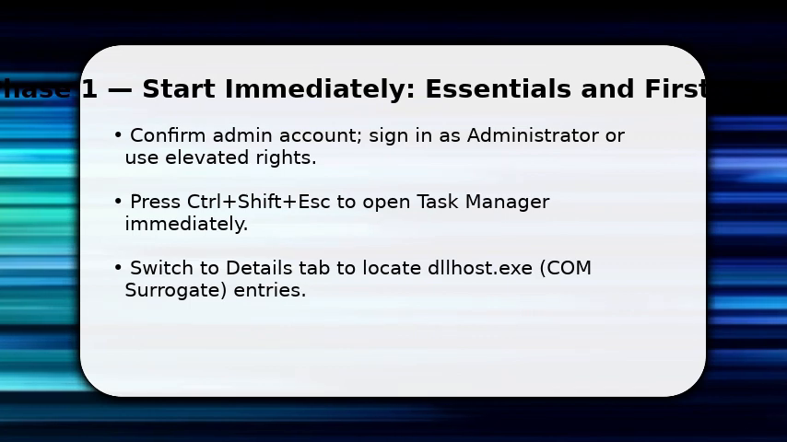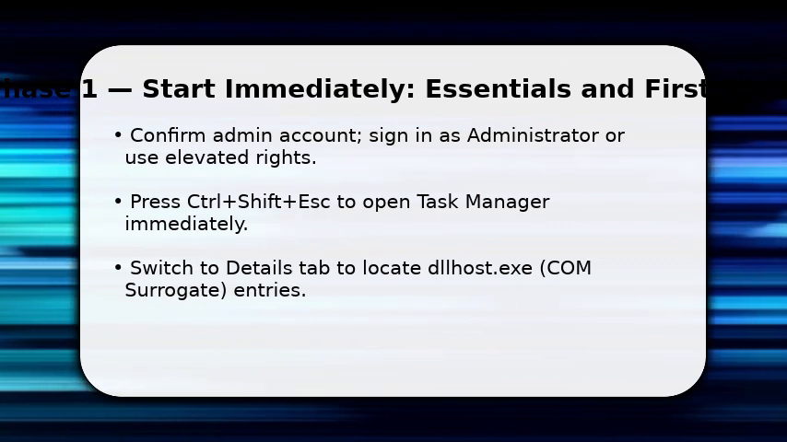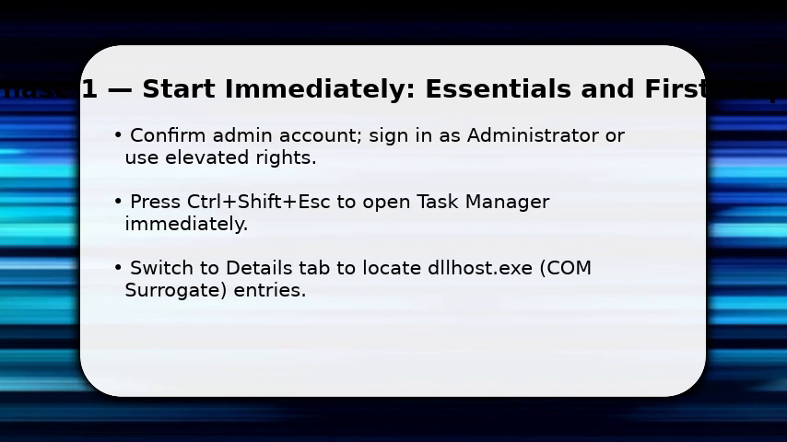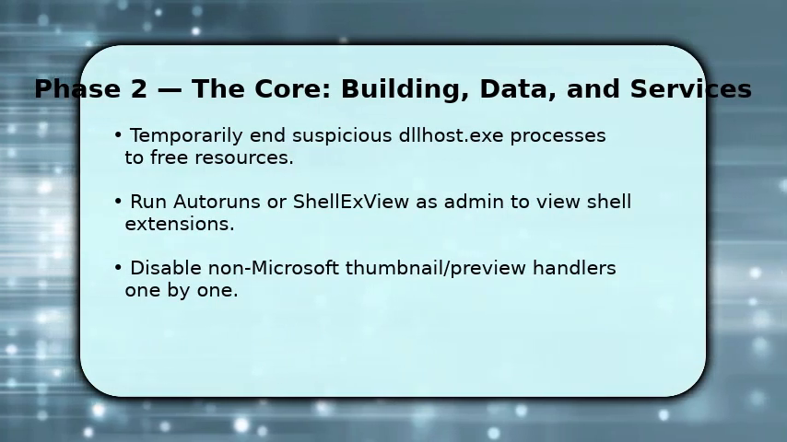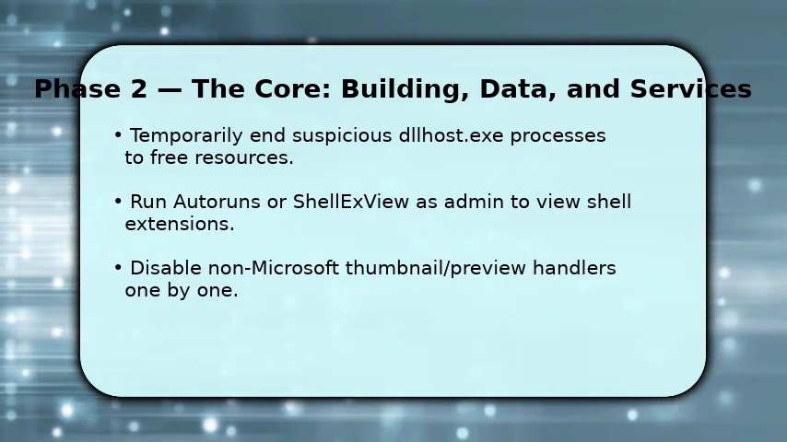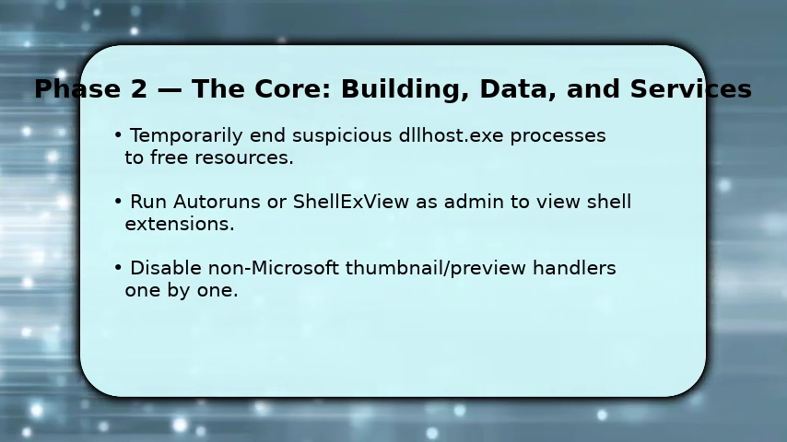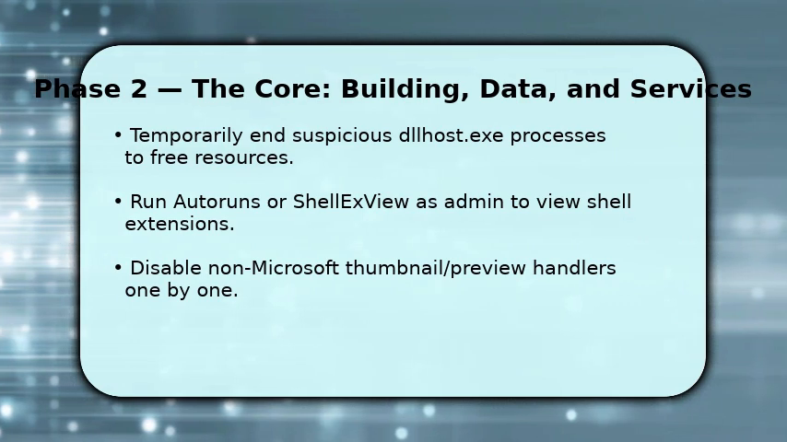You're looking to identify which instance spikes CPU or memory. Right-click any suspect and choose Properties to see Path and Publisher. Make sure to note which one is linked to a folder or shell extension before terminating, because that informs the next step. Once you've identified a suspicious dllhost.exe, right-click and end task to stop immediate issues. That frees resources so you can work safely.